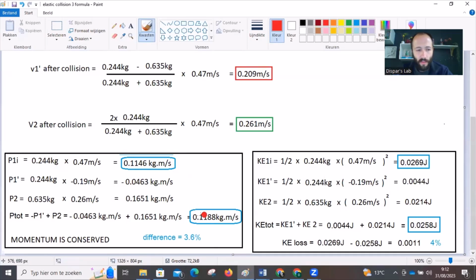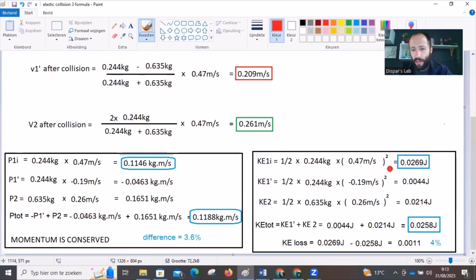And so we can see the difference between this net result and the initial momentum: 0.1188 versus 0.1146, which is a difference of 3.6%. It's a rather small difference, I would say. It's not too terribly big. Whereas if we add them together, the difference would be a lot bigger.